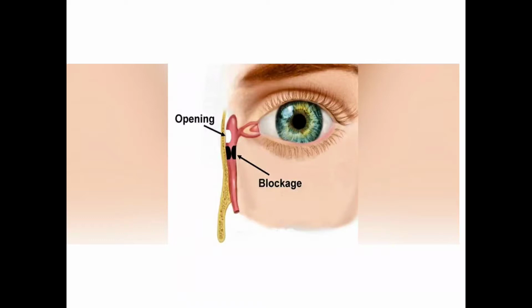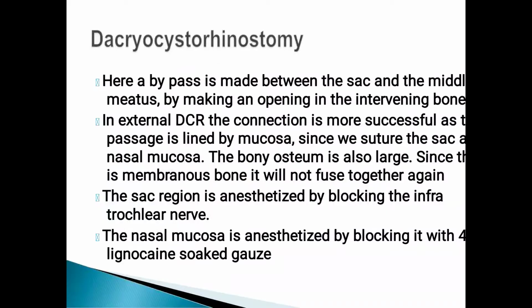The block is delineated in a red-black color, and we make an opening in the bone before that, meaning proximal to that block, and we punch out the bone there. Then we create flaps of the nasal mucosa and lacrimal sac, and we stitch them together.